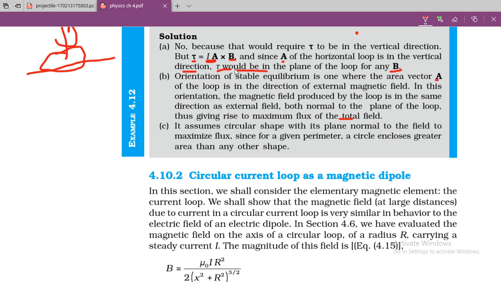So you can see the orientation of stable equilibrium is one where the area vector A of the loop is in the direction of the external magnetic field. This is the condition for stable equilibrium. In this orientation the magnetic field produced by the loop is in the same direction as the external field.